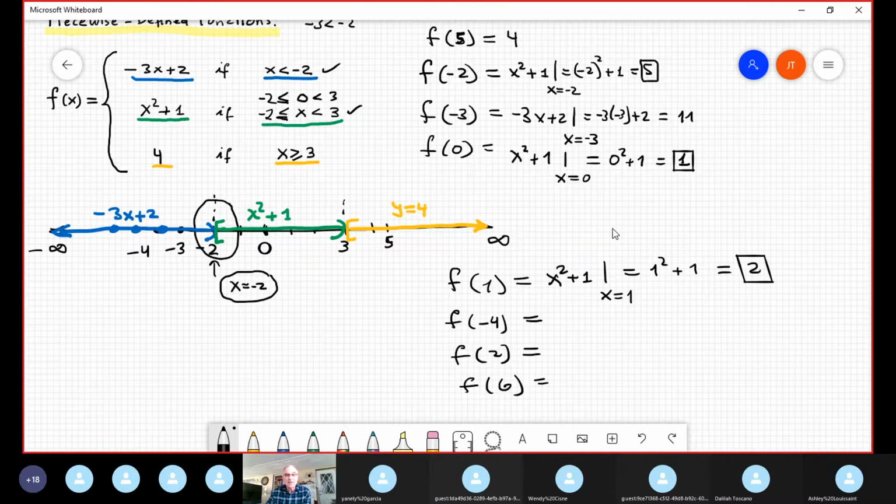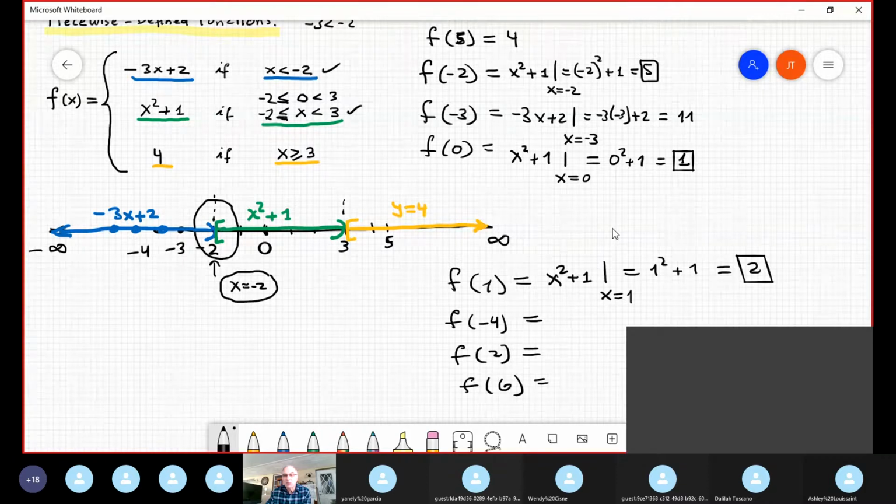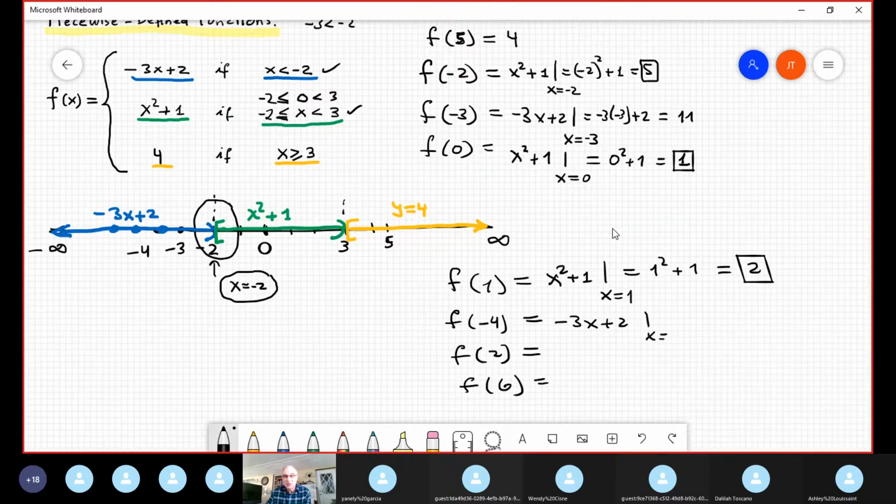-4, in what interval does it lie? In the blue, in the green, or in the yellow? Blue, blue, blue, Angelina. So you select the expression -3x plus 2, evaluated at x equal -4. So -3 times -4. Be careful, this minus is the coefficient of -3, and you substitute -4, you replace x with -4, plus 2. This is 12, 14.